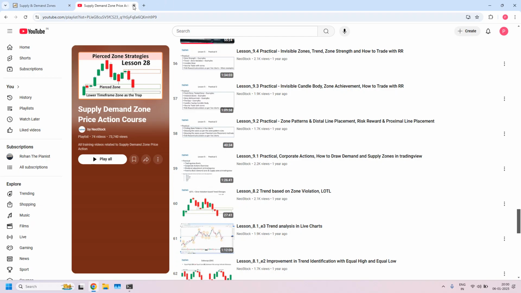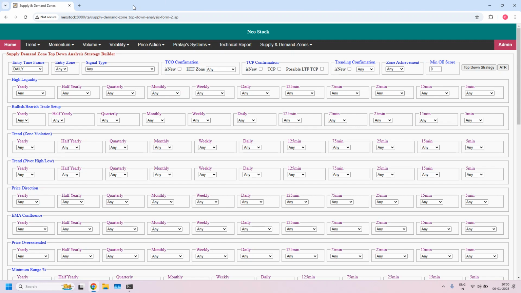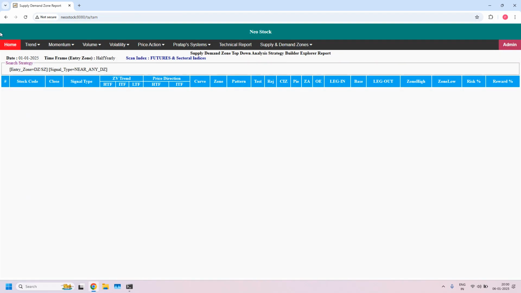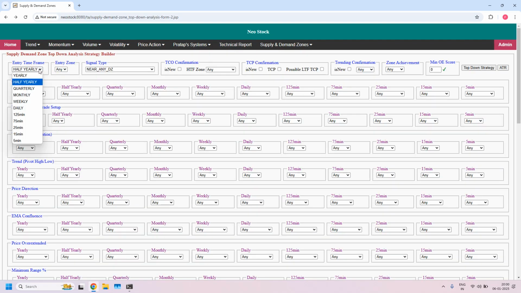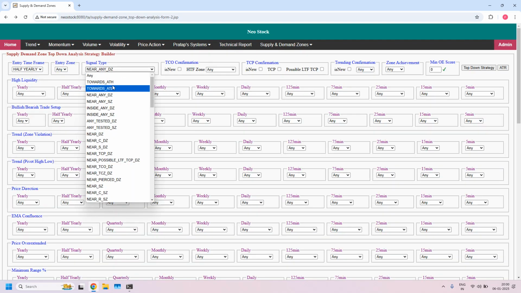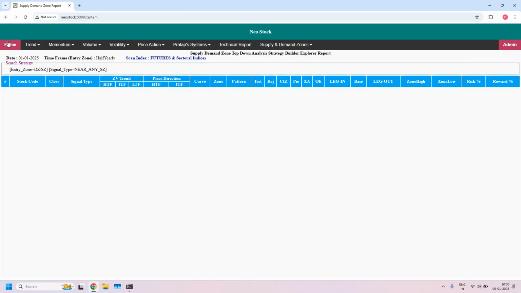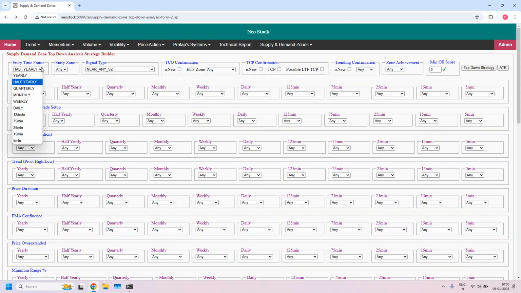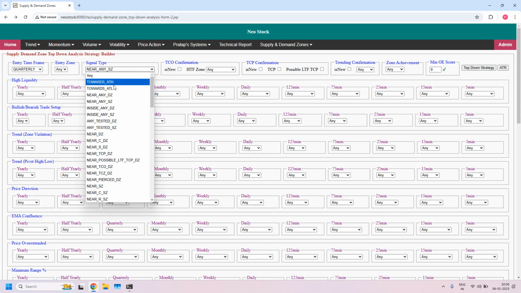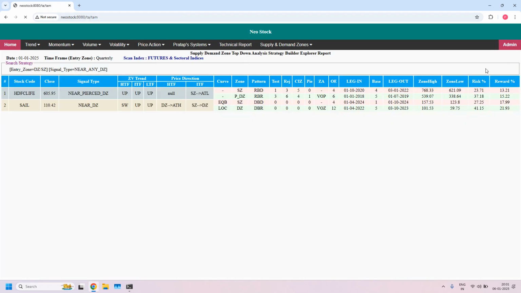Okay, now let's get into the report generation. So let's start with the half-yearly time frame. Stocks near half-yearly demand zone: no stocks are available. Stocks near half-yearly supply zone also mostly may not be available. No stocks in half-yearly time frame. And quarterly time frame, stocks near quarterly demand zone, 2 stocks are filtered.